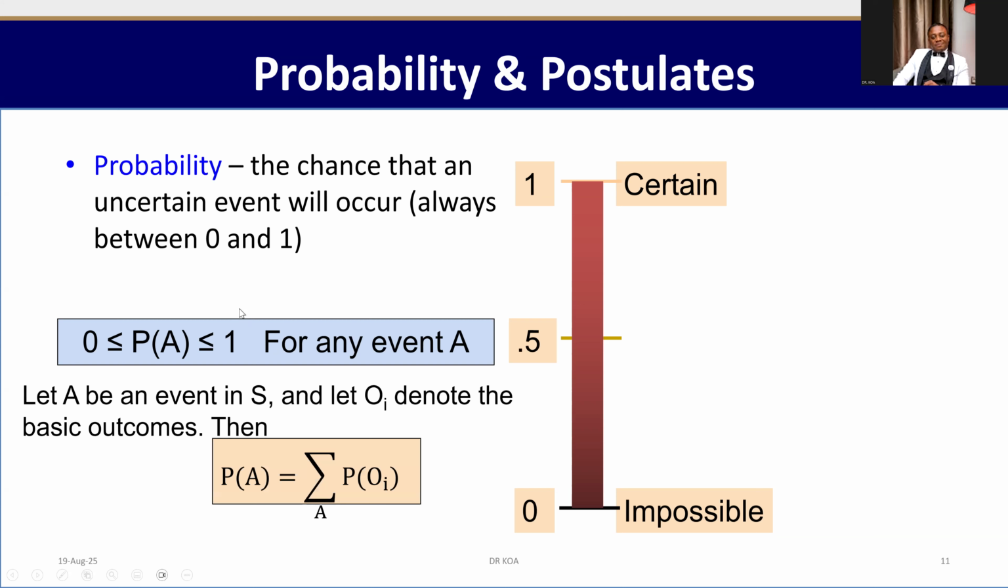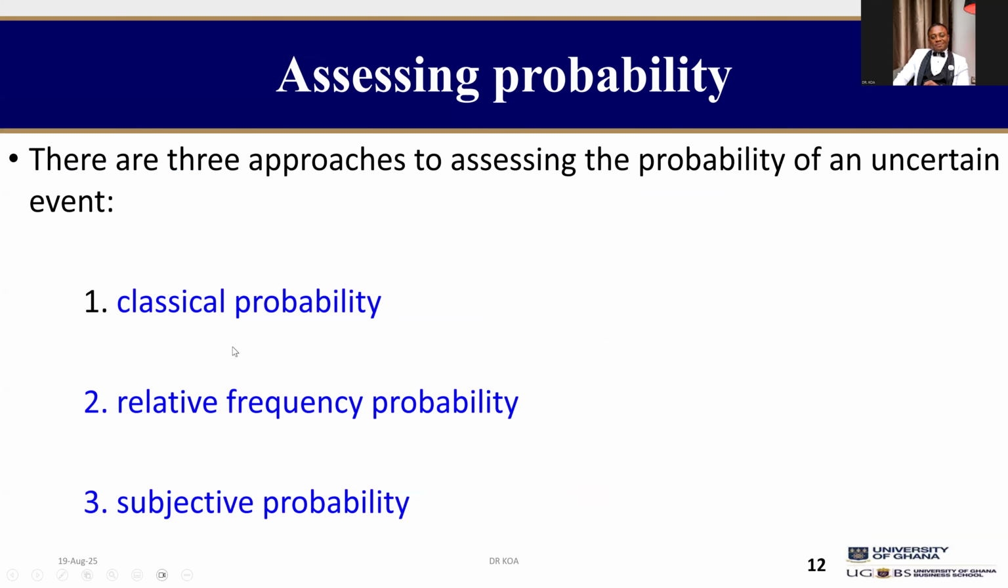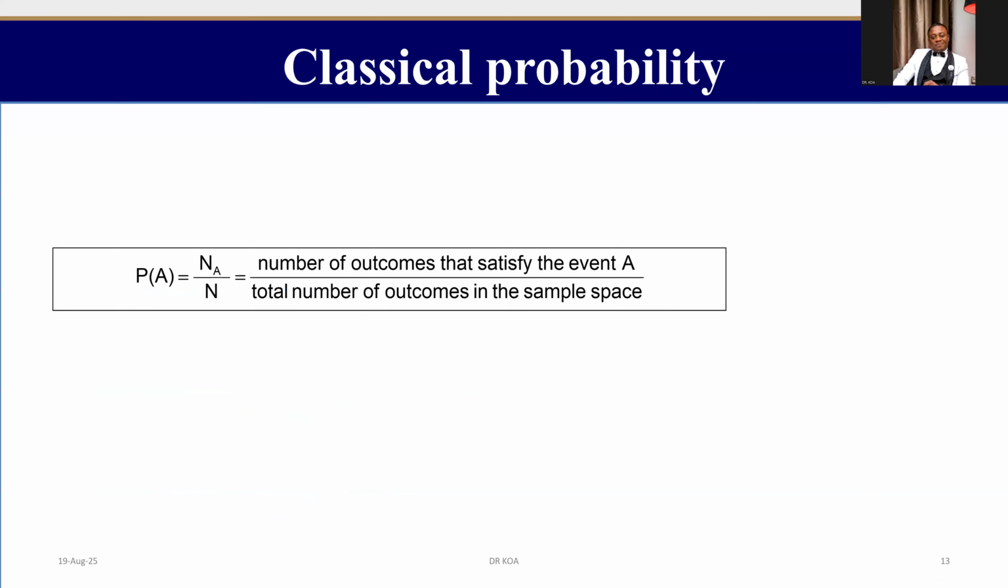So watch it. The probability of A is the summation of all the individual probabilities, just as I gave here. So if you sum all of them, you get the total. In fact, when you sum all of them, you should get 1. Let's look at the 3 types of assessing the probability of an event. You can use something called classical probability, relative frequency probability, or subjective probability. What is it all about?